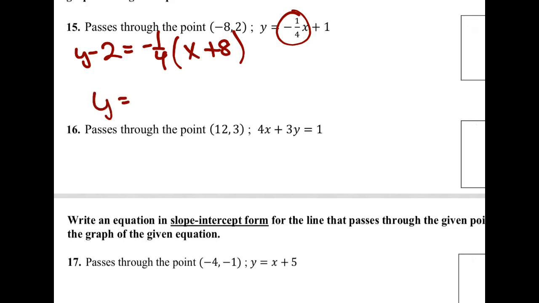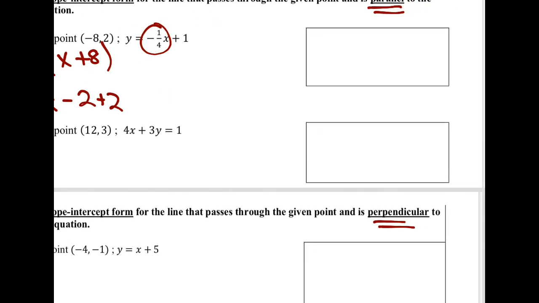Let's do a little distribution. And then the 2, we have to add 2 to both sides. And minus 2 plus 2, that cancels out. So that y equals negative 1/4 x. That was our final answer.